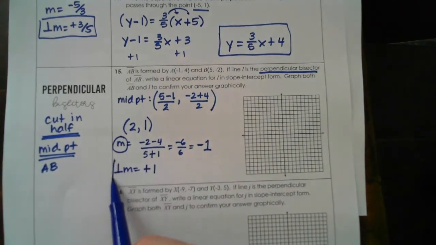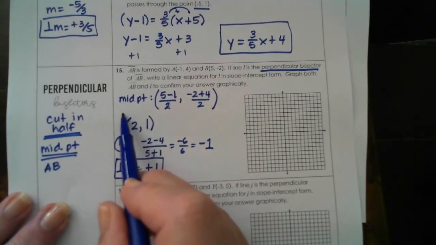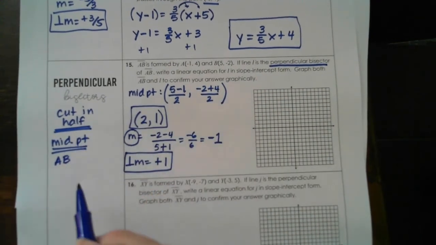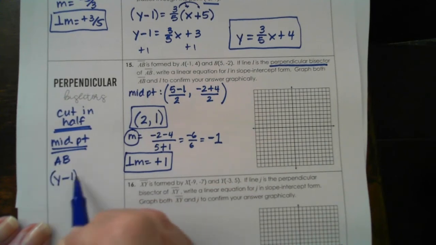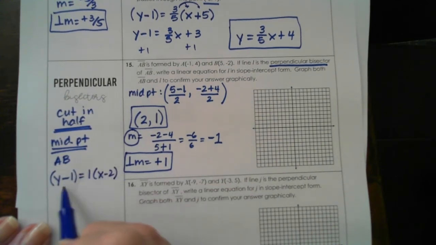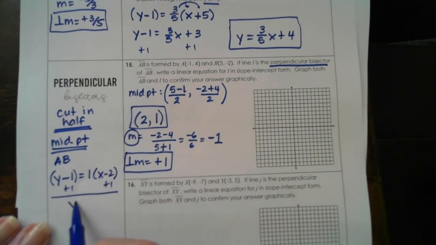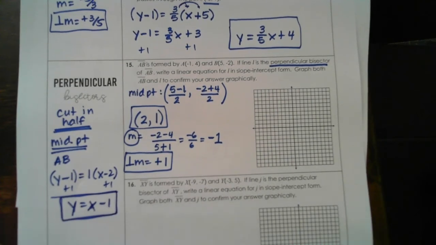So now we have our slope and we have a point. We need to write the equation of a line. I've kind of run out of room, so I'm going to write it over here. So I've got y minus 1 equals our slope times x minus 2. Distributing the 1 doesn't change anything, we're just going to add 1 to both sides, and we get y equals x minus 1. And this is the equation right here. This is the equation of the perpendicular bisector.